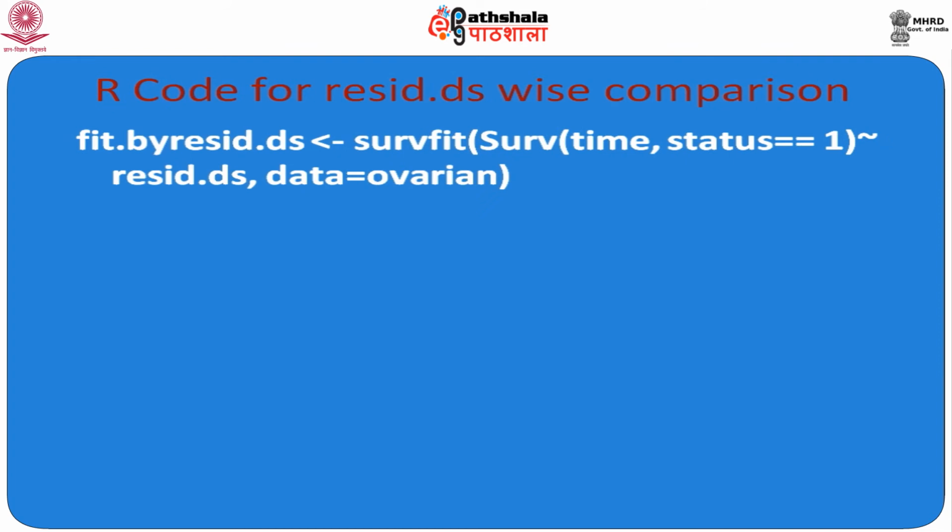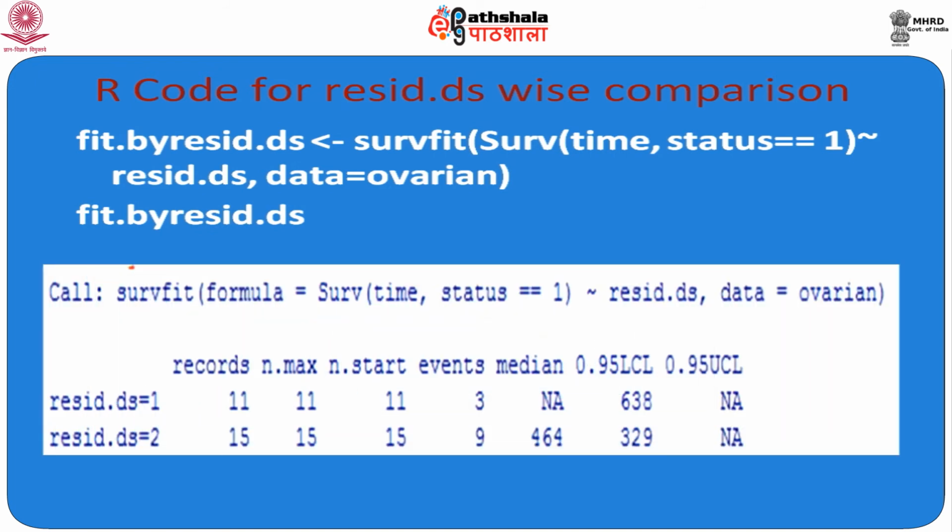Now, we will go for R code for residual disease wise comparison. Earlier we had considered Rx or treatment wise comparison. Now, we are replacing it with resid.ds, and we are assigning it as fit.by.resid.ds, and again we are calling the survival survfit function, and after that Surv with time and status equals to 1 follows resid.ds with the data equals to ovarian. Now, if you put fit.by.resid.ds, it will give us the result.